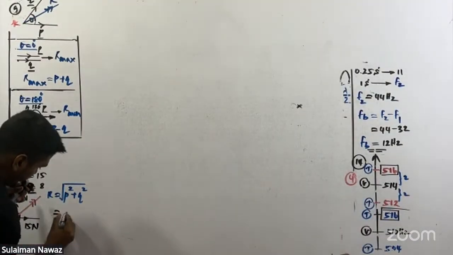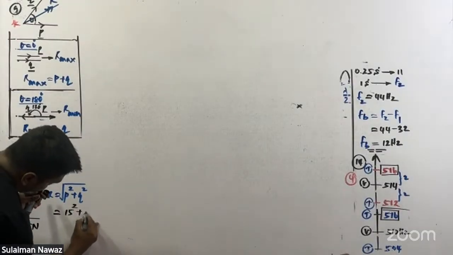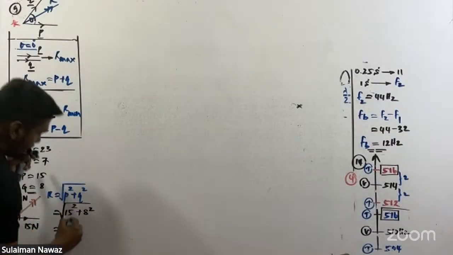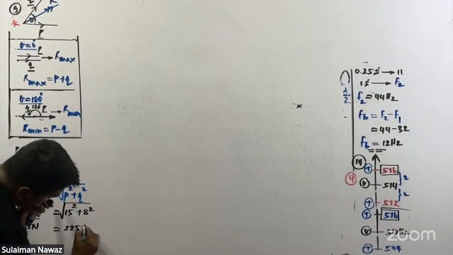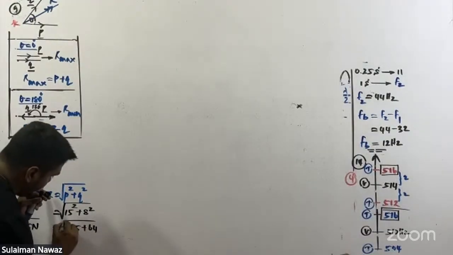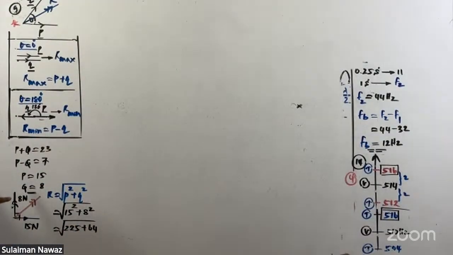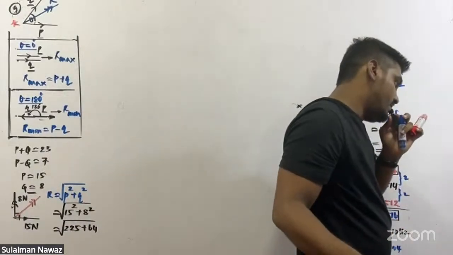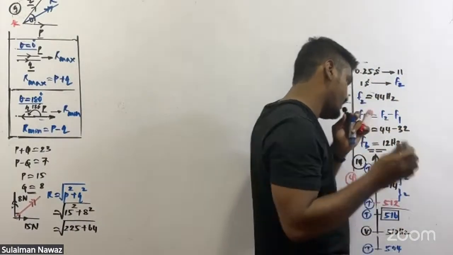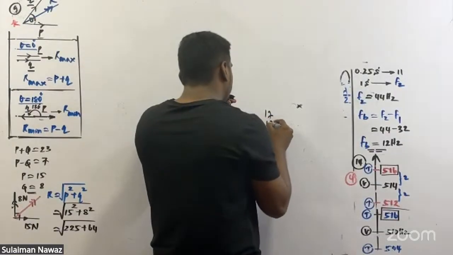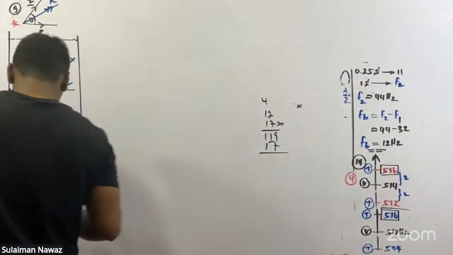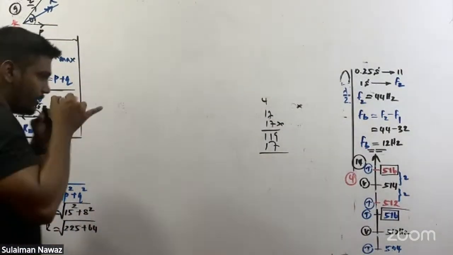Then simplification. Here, 15 squared plus 8 squared, whole root, means 225 plus 64. 225 plus 64 means 289. 289 means how much? 17 into 17. So the answer is going to be 17 Newton.